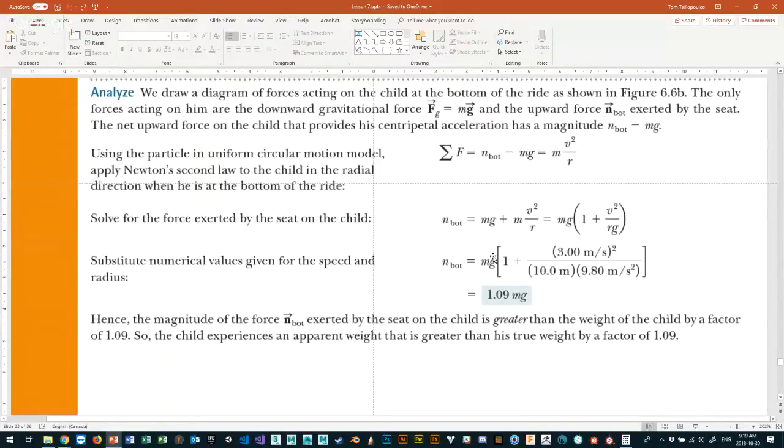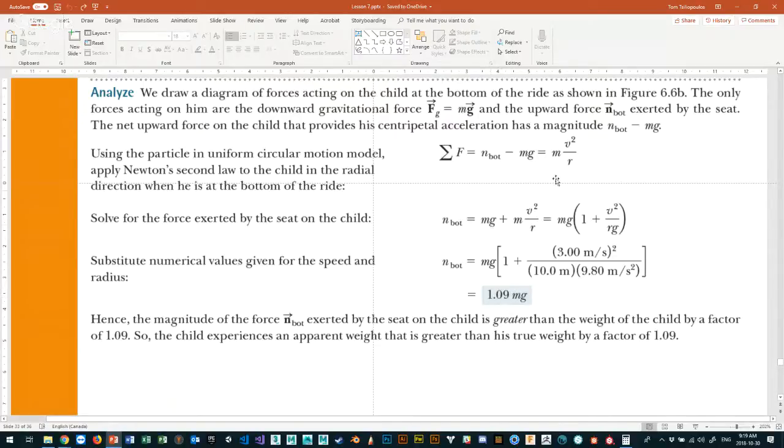I gave you that formula earlier. And when we sub in the information we've been given, for example, 3 meters per second is the velocity, 10 meters is the radius, gravity is 9.8 meters per second squared, we come up with a number. And this number, 1 plus whatever it is, times mass times gravity, means the child feels 1.09 times heavier at the bottom than he would at the top.